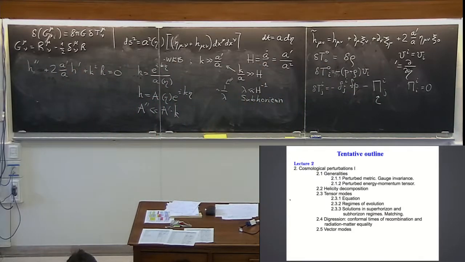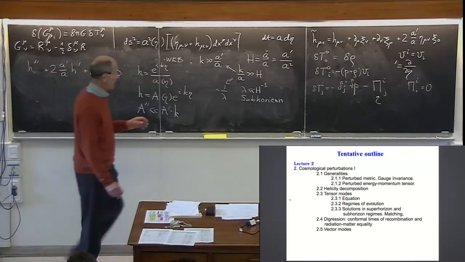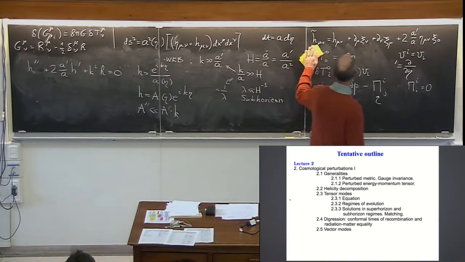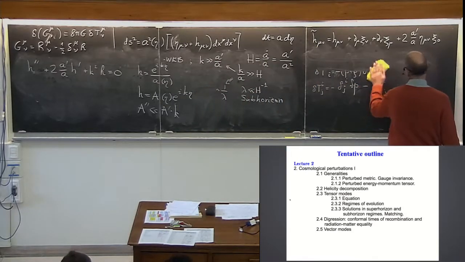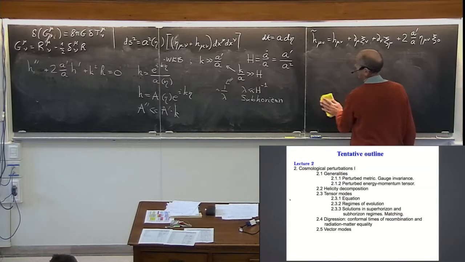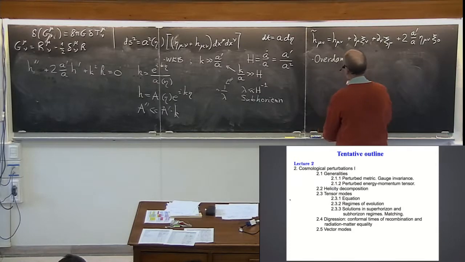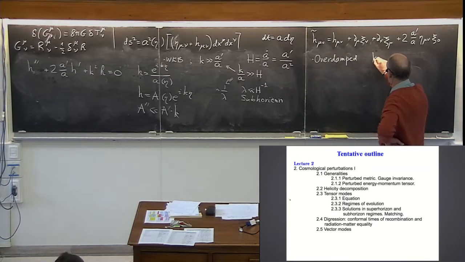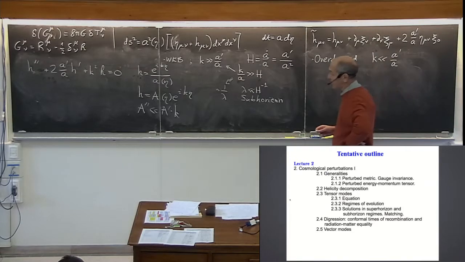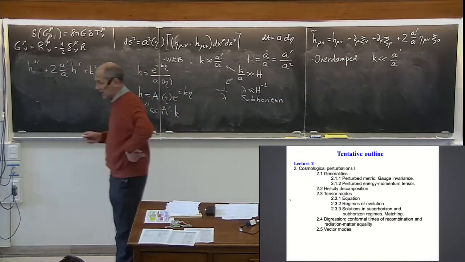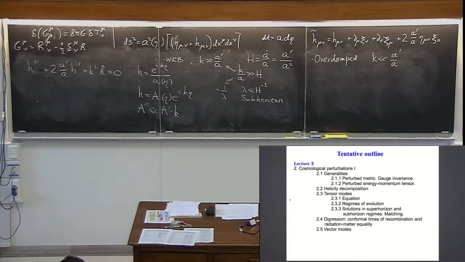But that's not the only regime possible for the oscillator. Another regime which is possible for the oscillator is the overdamped regime. When the opposite relation holds, when k is much less than a'/a, and this means that the wavelength of the perturbation is greater than the horizon size.